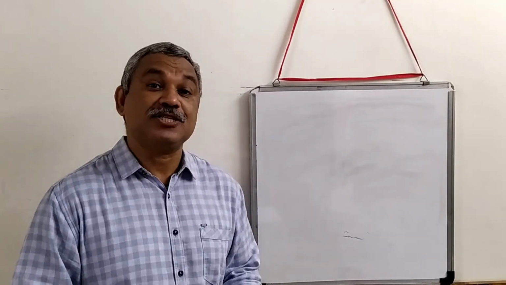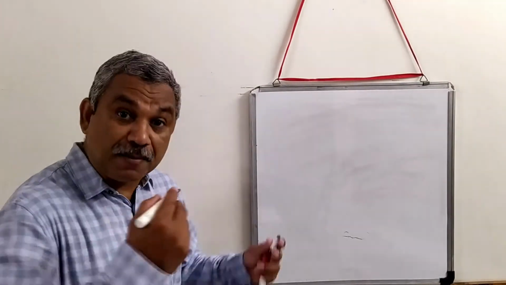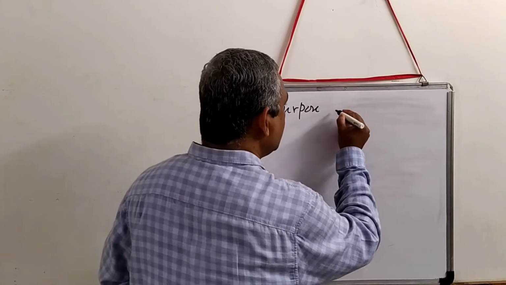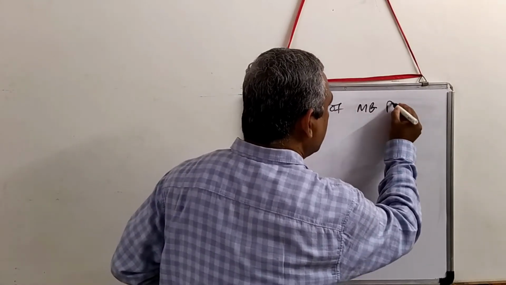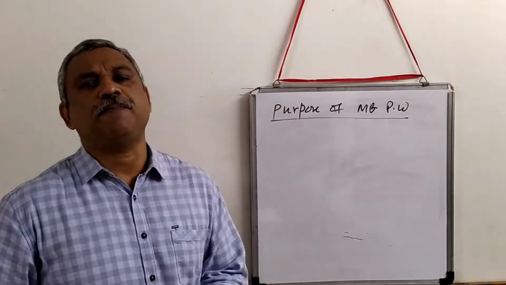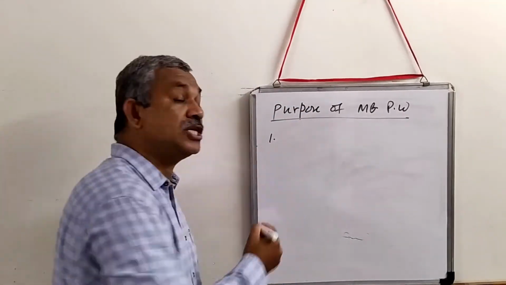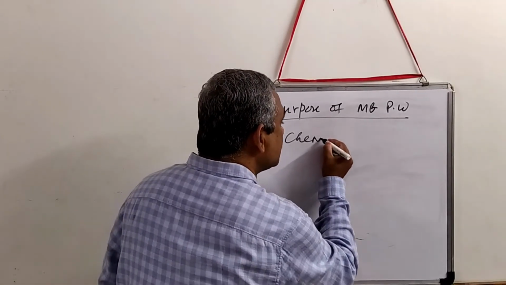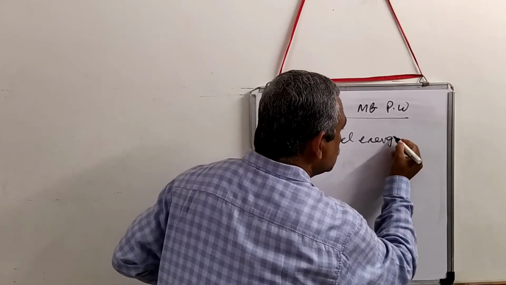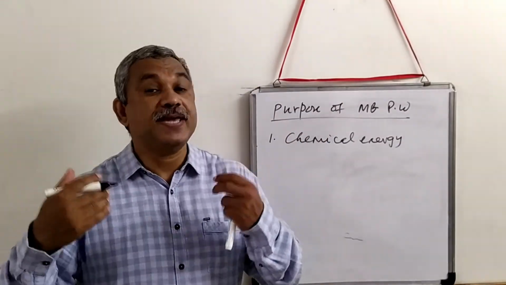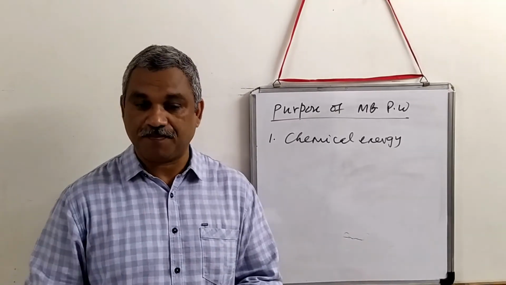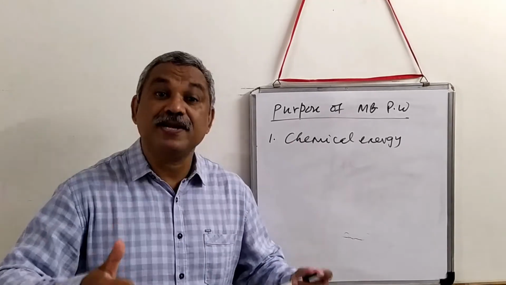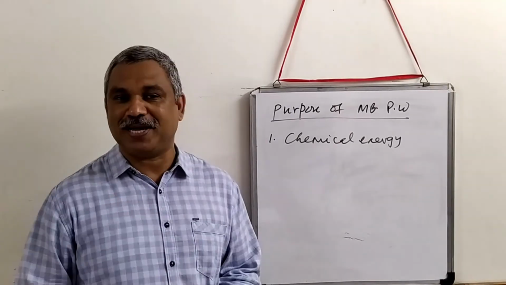Having said this, let us look at some of the purposes of metabolic pathways. The first one is to extract chemical energy. So how can we extract chemical energy? It can be extracted from sunlight, one possible source. Another way to extract chemical energy is from foodstuff. So the primary function of a metabolic pathway is to extract chemical energy.